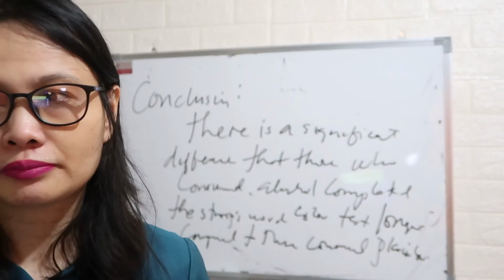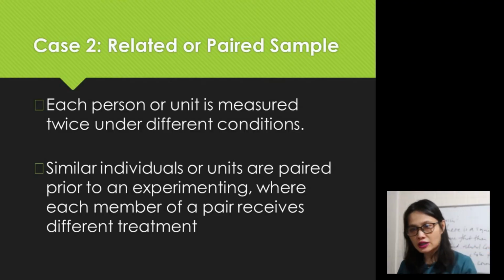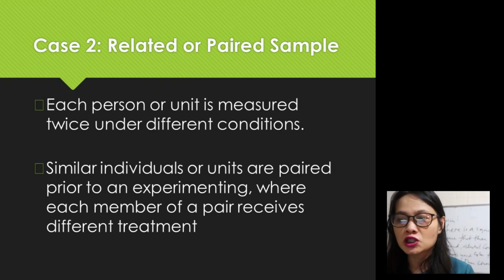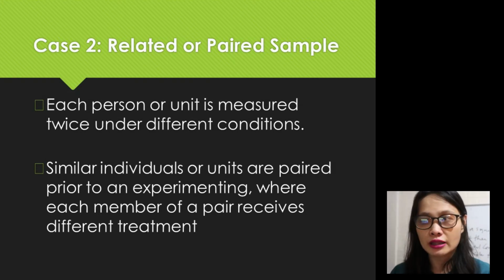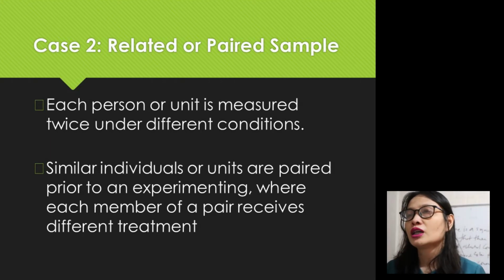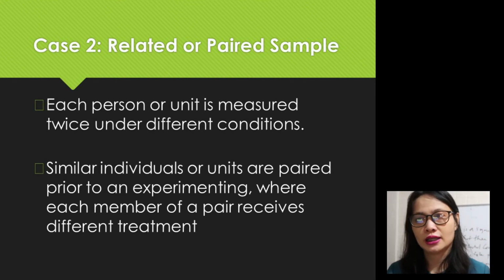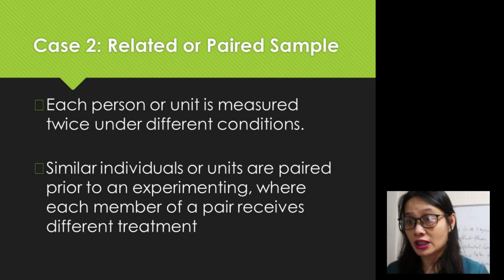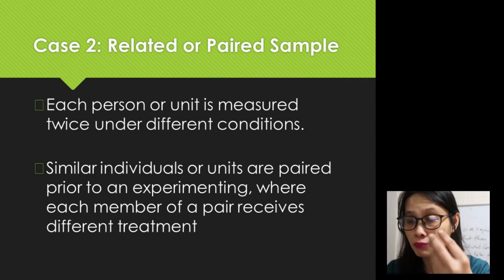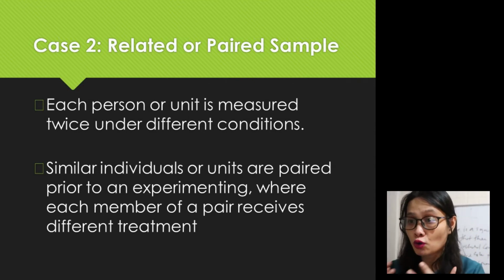Okay? Next. We're done with case 1, which is independent. Case number 2 will be related or paired sample. So what does related or paired sample mean? When we say related or paired sample, each person or unit is measured twice under different conditions. For example, let's say you have 8 students and you want to measure their weight after they do physical activities. So you need to compare before and after.